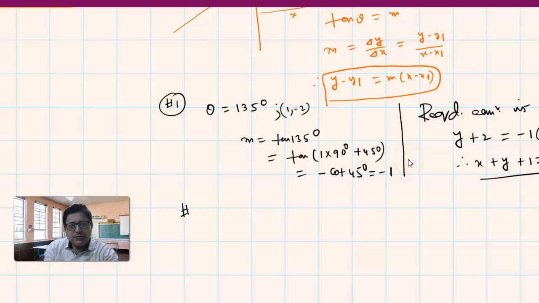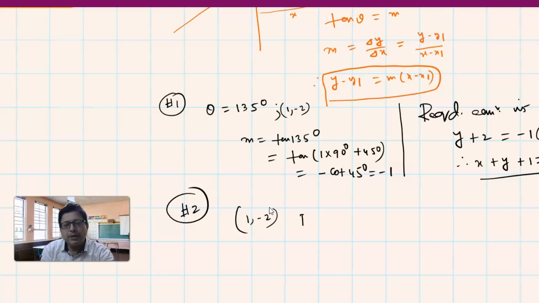Example 2. How to find the equation of line which passes through a point, say 1, minus 2, and perpendicular to the line x plus 2y minus 1 equal to 0. Equation of line passing through 1, minus 2 and perpendicular to the line x plus 2y minus 1 equal to 0.